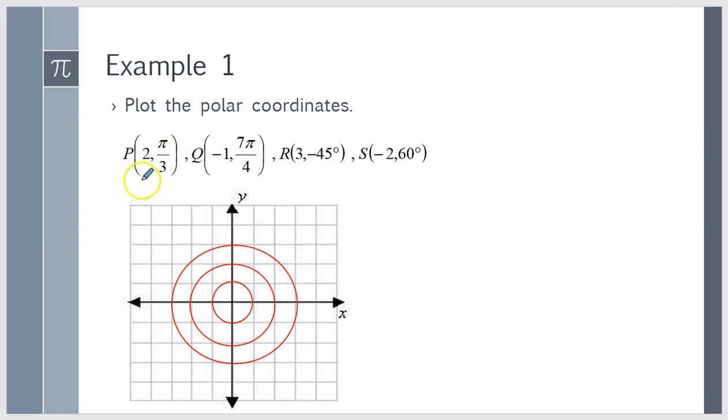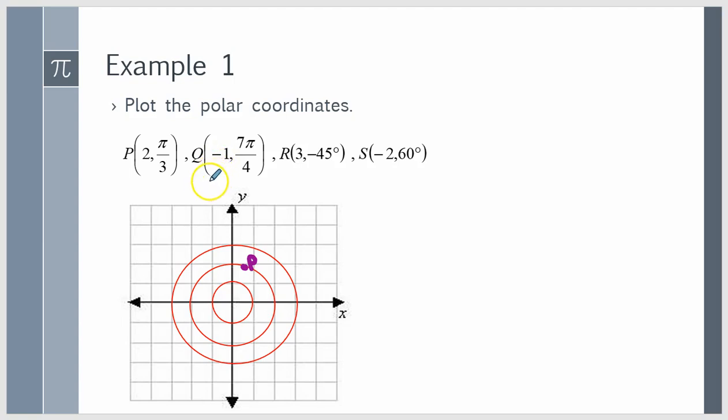So first let's talk about the point P. I always start with the theta value, which in this case is pi over 3. If I had my angle labeled on this, it would be a line going somewhere along this diagonal up and to the right. It should be a little bit taller than it is wider. So along this diagonal line is pi over 3. And then since the r value is 2, that means along that line, I'm going to draw a dot on the second circle. So that would be my point P.